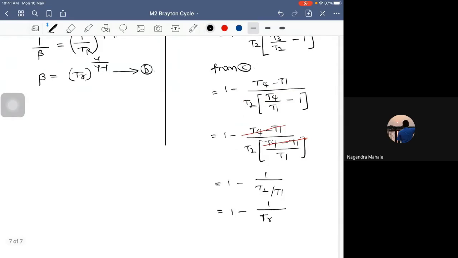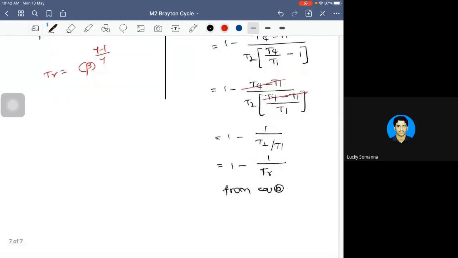Now, from equation B, beta is equal to TR to the power of gamma divided by gamma minus 1. I need TR now. So when you send the gamma divided by gamma minus 1 power to the other side, what happens? When you send A by B which is in power, it becomes reciprocal, gamma minus 1 by gamma. Very good. So that is equal to 1 minus 1 divided by beta to the power of gamma minus 1 by gamma.